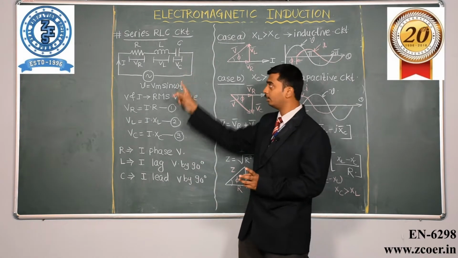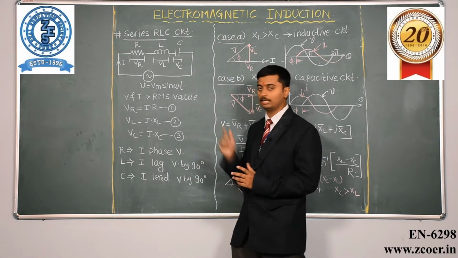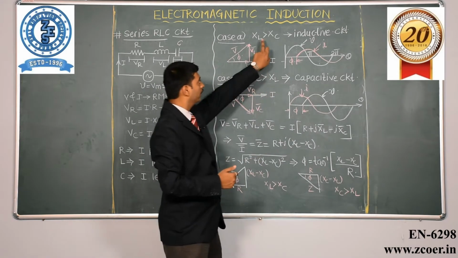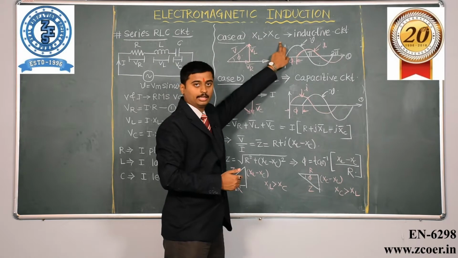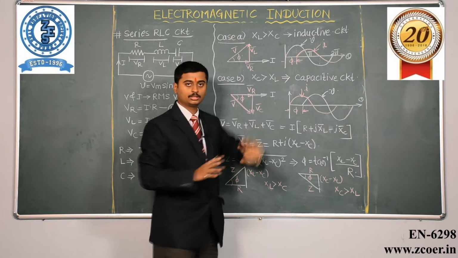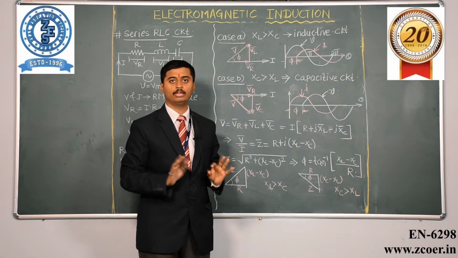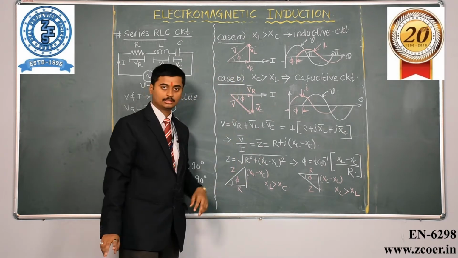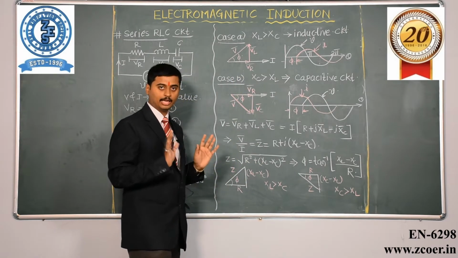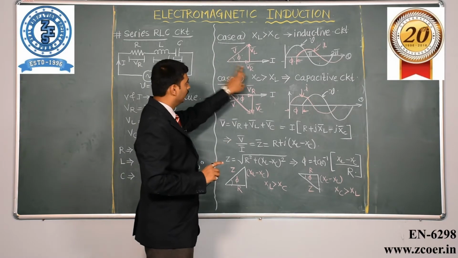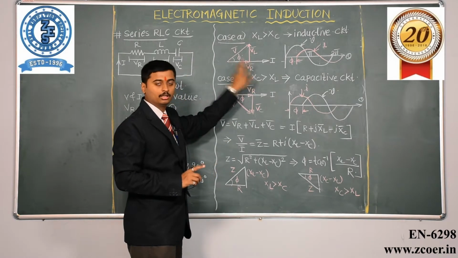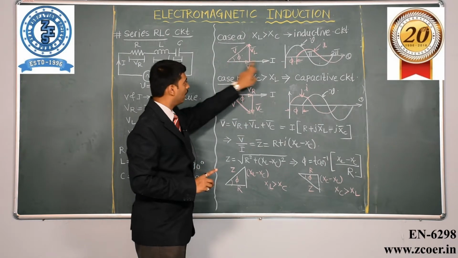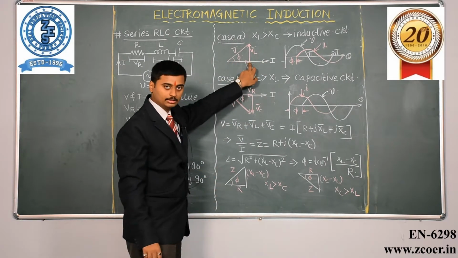So now there are two cases in a series RLC circuit. The first case is when the inductive reactance is greater than the capacitive reactance, which means the total circuit is inductive in nature. In the resistive part, voltage and current are in phase with each other, so I and VR are in phase.